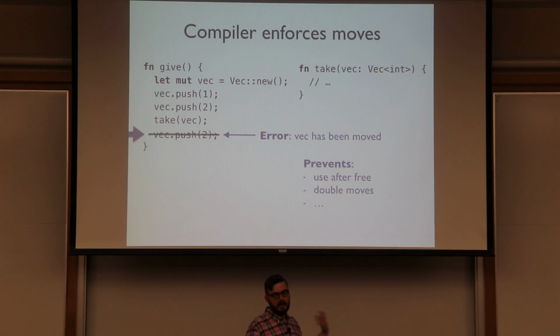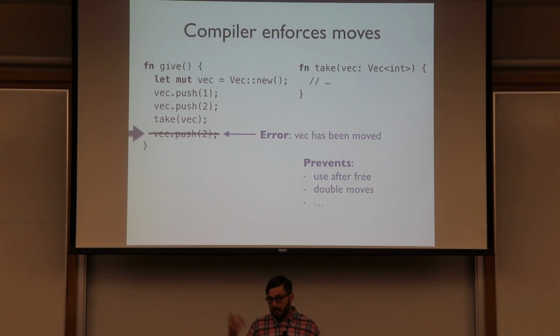And so this kind of thing rules out any number of common bugs from C++, use after free, double moves, data races, and so on. And it's the simplest model of ownership in Rust. So this is just basic affine typing, yeah.